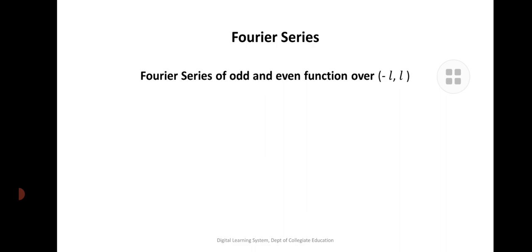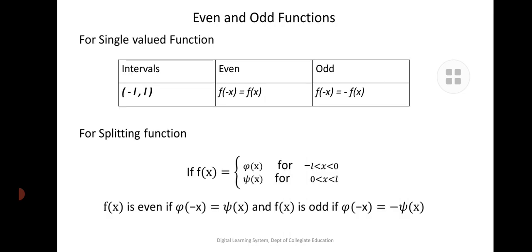In this video, we are going to learn the Fourier series of odd and even functions over the interval minus L to L. As we know, for single valued functions on the interval 0 to 2L, the even function is f of minus x is equal to f of x, and the odd function is f of minus x is equal to minus f of x.